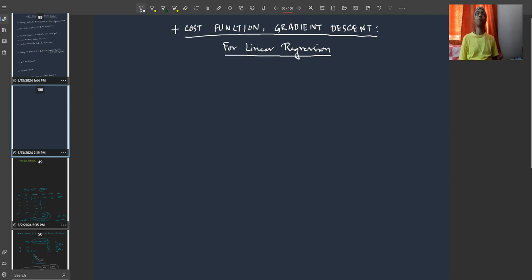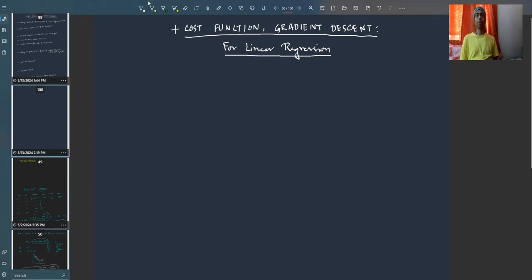A very warm welcome, friends, to our new chapter, Understanding Cost Function and Gradient Descent. We will first understand cost function and gradient descent in the context of linear regression. Then we will proceed to logistic regression also.